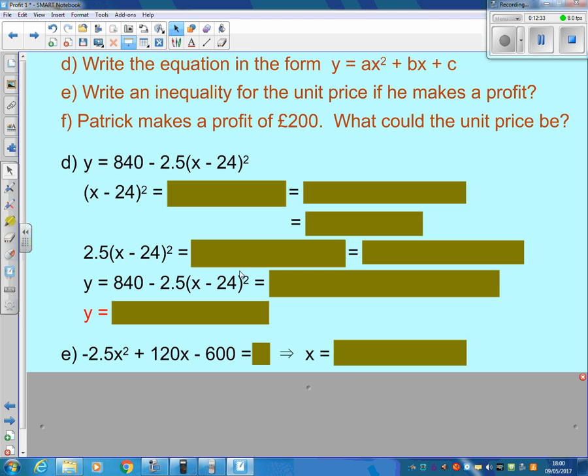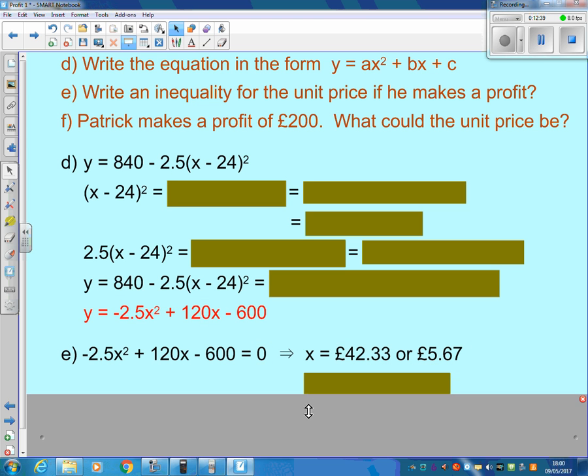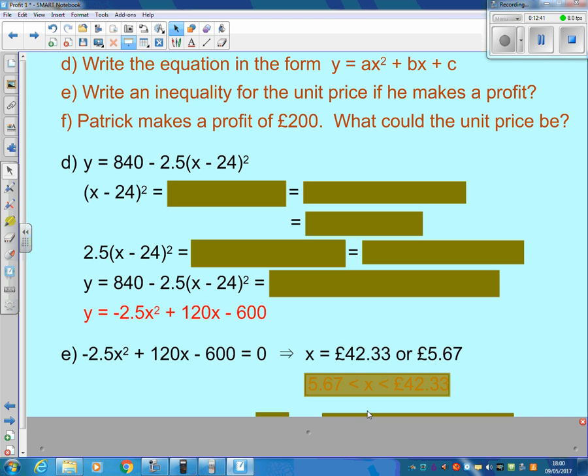Okay, so we just worked it out here, and we said it was £42.33 or £5.67. We want to be in between it, and the way you show you're in between it is you have £5.67 is less than x, is less than £42.33. That means the x is in between those values. Right, next, what if he makes a profit of £200? What could the unit price be?